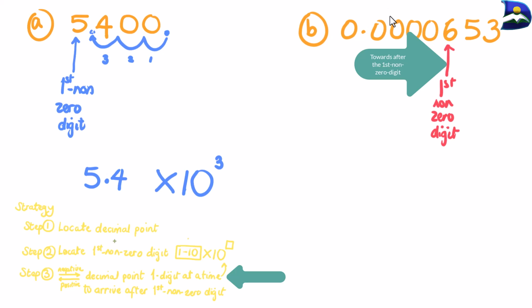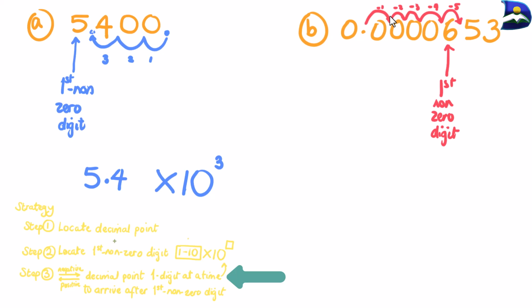And so we are now going to be counting -1, -2, -3, -4, and after the first non-zero digit, which is now -5.